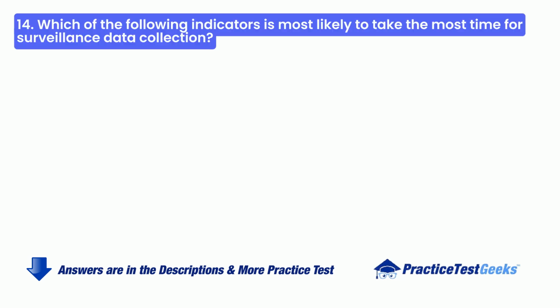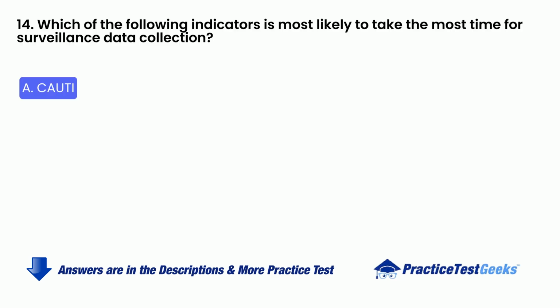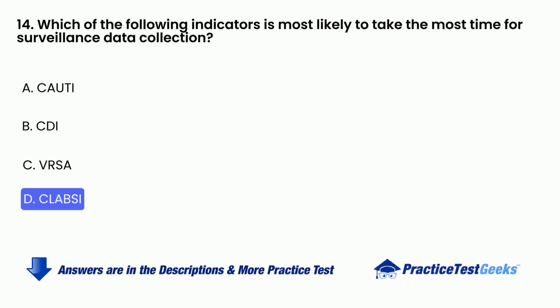Which of the following indicators is most likely to take the most time for surveillance data collection? A. CAUTI. B. CDI. C. VRSA. D. CLABSI.